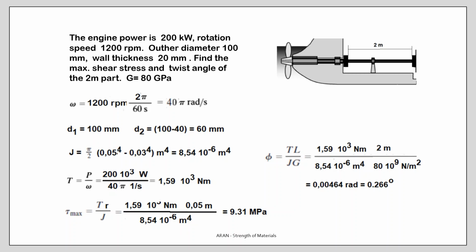Next, twist angle. The twist angle formula is given like this. I know everything: torque, length, J, and the shear modulus. Everything is in Newton and meter, and so they will all cancel. What you get is in radians, 0.00464. Multiply it with 180 divided by pi, and if you like, you can find also the result in degrees.